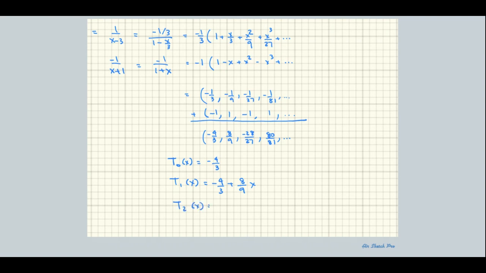T sub 2 of x is negative 4 thirds plus 8 ninths x minus 28 27ths x squared. Third order Taylor series. Third order approximation. Minus 28 27ths x squared plus 80 over 81 x cubed. Okay. In general, the Taylor series is going to be the whole series.